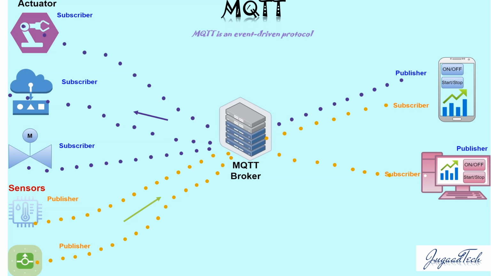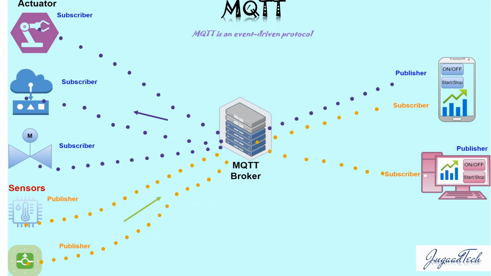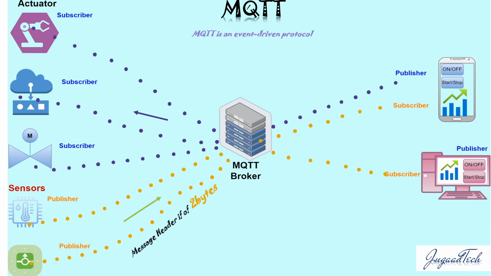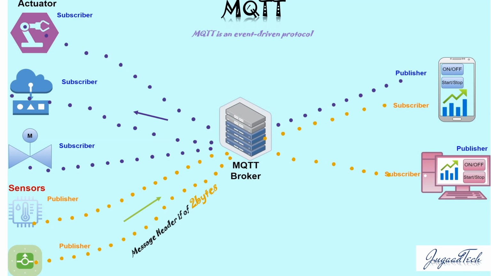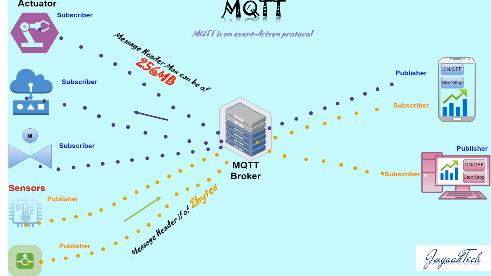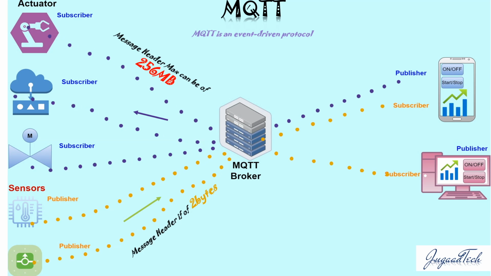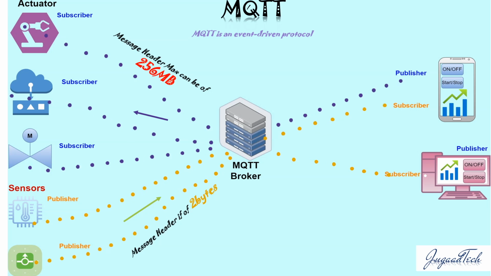When we are talking about the data or messages, the message header should be a minimum of 2 bytes. Only then will it understand that the message is correct. So we need to maintain a minimum of 2 bytes. And what should the maximum be? The maximum can go up to 256 MB. That is why we call it lightweight: the structure is not consuming much data, so it uses the minimum that is needed.